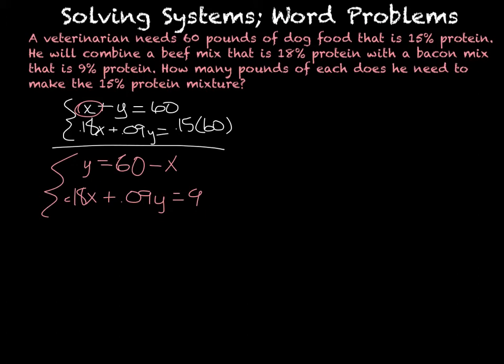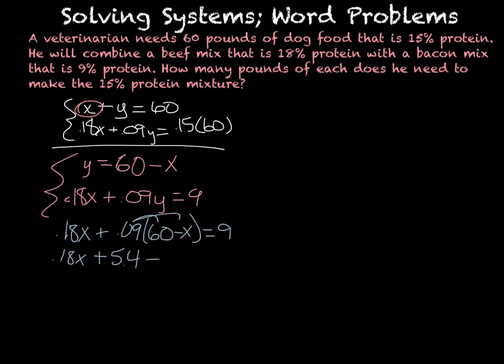So I can use substitution here, and it would be 0.18x plus 0.09 times my y, which is actually 60 minus x, equals 9. So then I distribute, and I get 0.18x plus 0.09 times 60, which is going to give me 5.4. And then 0.09 times negative x is minus 0.09x, equals 9. And then I just simplify.